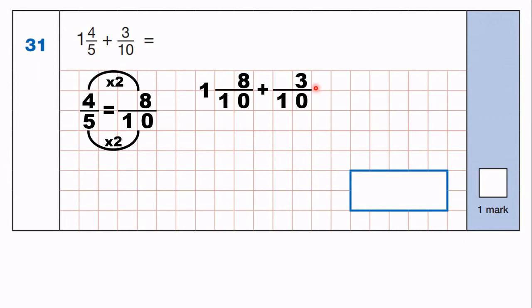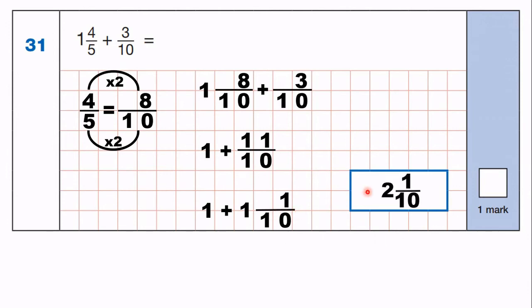8/10 plus 3/10 is 11/10. So we still have our 1 whole, but we need to add 11/10. We can't write 1 and 11/10 as our answer because we can't have an improper fraction in a mixed number. But we can change 11/10 to a mixed number. That's 1 and 1/10. And if we have 1 plus 1 and a 10th, we get our answer 2 and 1/10.